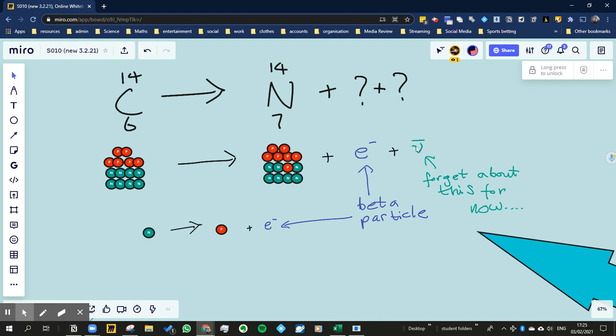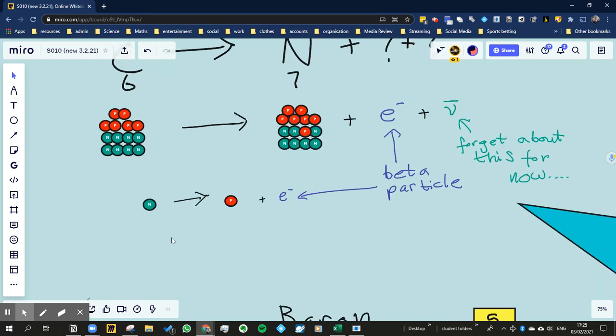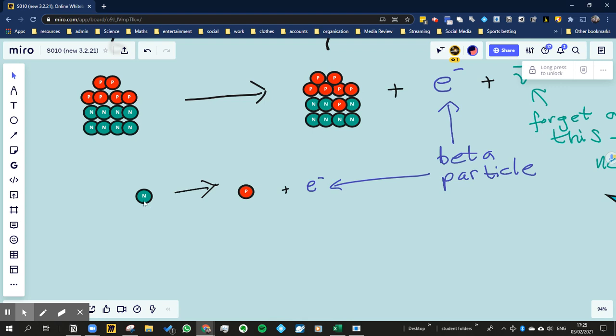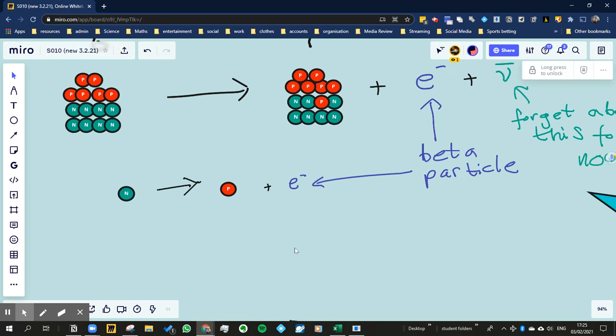We won't bother talking about the antineutrino at this level, although it does come into play at A-level physics. But the electron appears. And so we can look at a more simple level. We can say that all beta decay is just this: a neutron turns into a proton and an electron. We call this electron a beta particle because it's not just any electron. It's an electron that magically came from a neutron, which is kind of weird.